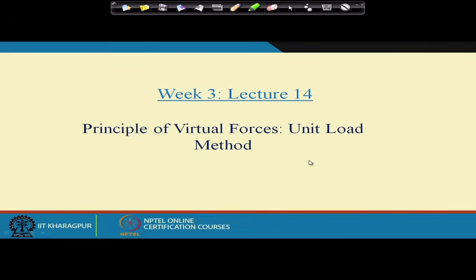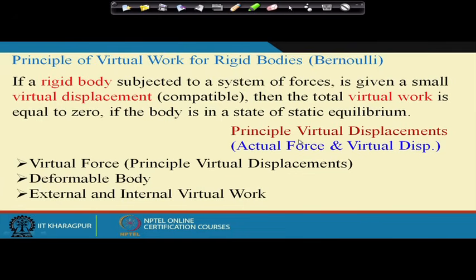Hello everyone. Today we want to see what the principle of virtual forces is, which will give us a method called the unit load method. If you remember, this is the summary of what we have discussed so far.